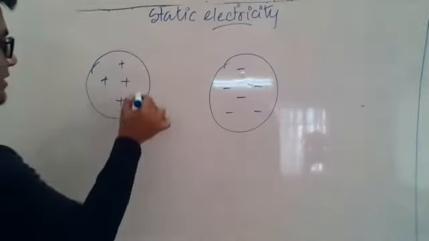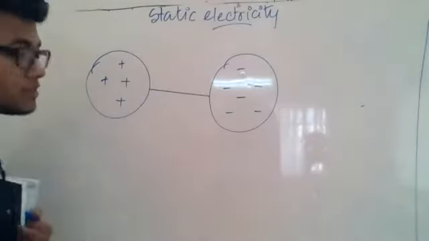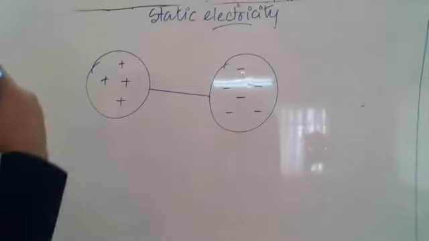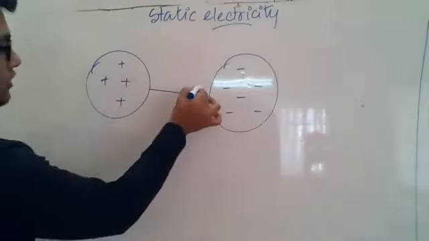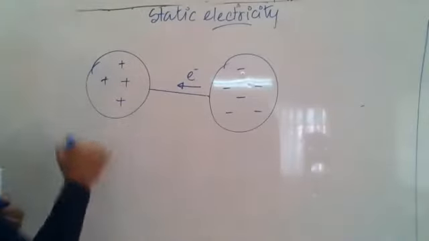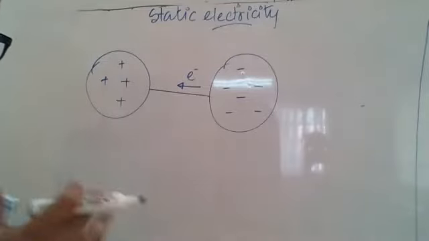But if you make any connection between them, like connecting them with a conductor, what will happen? Now the electrons will flow, they will start to move, and come here, and both of them will become neutral.